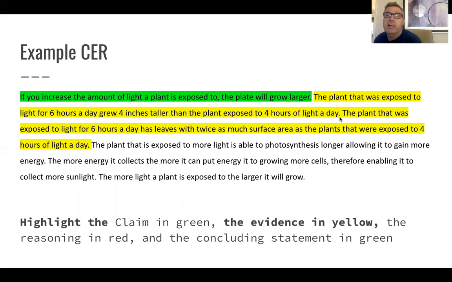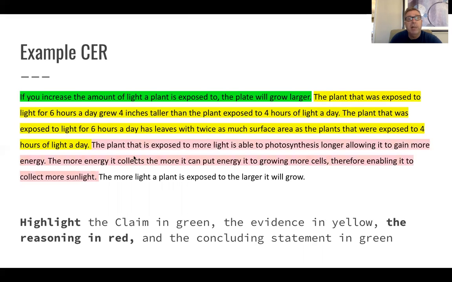And then the next sentence says the plant that was exposed to light for 6 hours a day has twice as much surface area as a plant that was exposed to 4 hours of light. Even though there's a number in here, this is a qualitative statement because all we're saying is that the leaves have twice as much surface area. So you are comparing, right? And that twice, even though it's sort of comparing, it's not really giving me an exact number. We're not telling you what the surface area was. We're just telling you it was twice as much. And so that's our evidence.